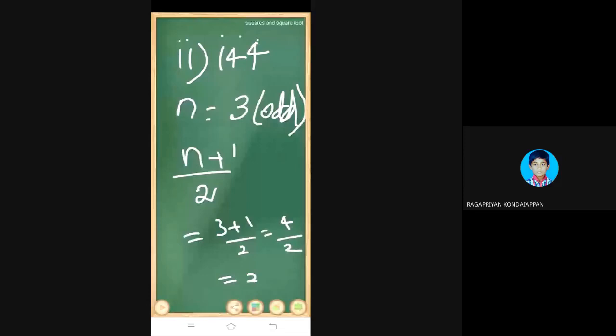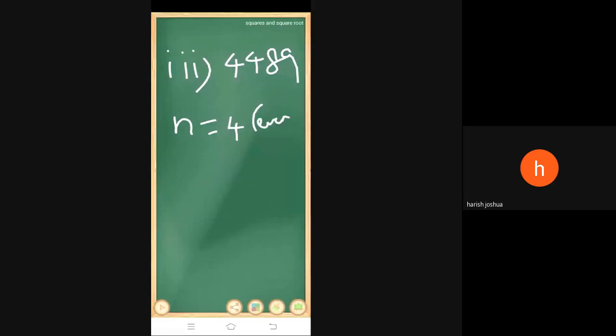Joshua, give the answer for the third sum. What is the number of digits? How many digits in the question? Ma'am, 4. Is 4 an even number or odd number? Even. So n by 2, which is 4 by 2. What is the answer? Ma'am, 2. So the number of digits in the square root of 4489 is nothing but 2.